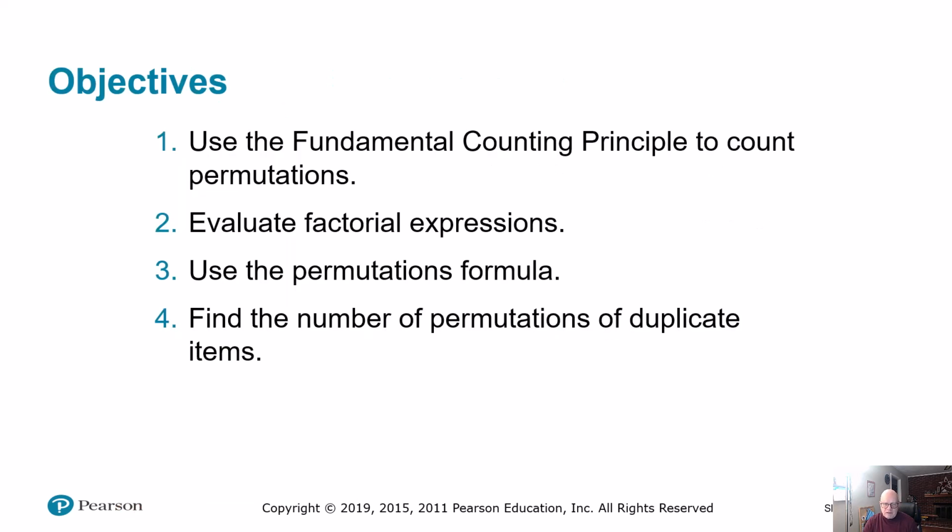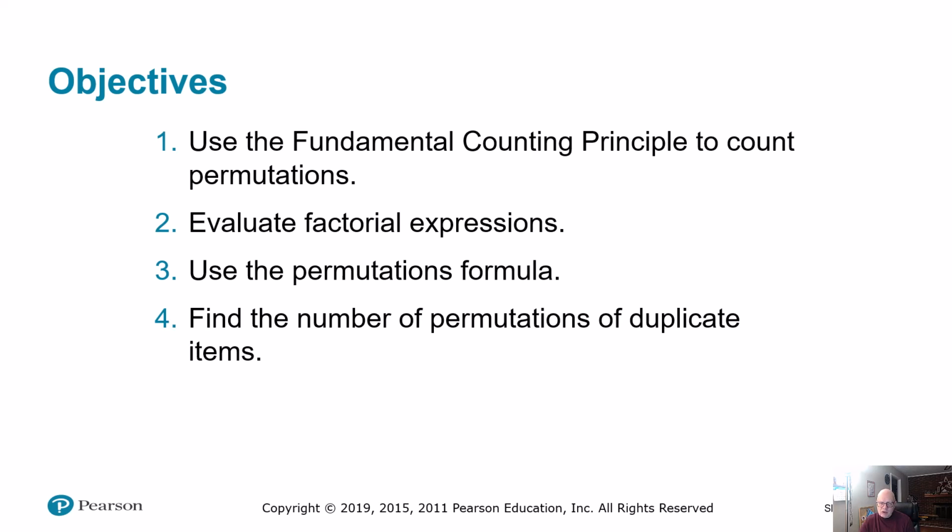So we're going to use that fundamental counting principle again, the one we just learned in Chapter 1, or Section 1, excuse me. And we're going to talk about factorial expressions. Very simple, but we need those to compute how many permutations something has. We'll use that permutations formula, and in class we'll talk about how to use the calculator to get that even quicker. And last of all, we're going to find the number of permutations for duplicate items.